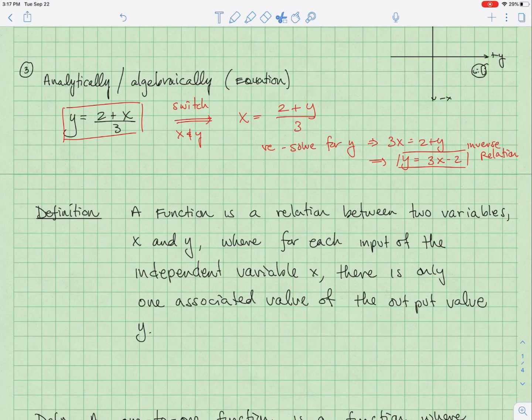Okay, let's switch gears now and talk about functions. And I know that a lot of this is review, but make sure you're on board with all of this stuff.